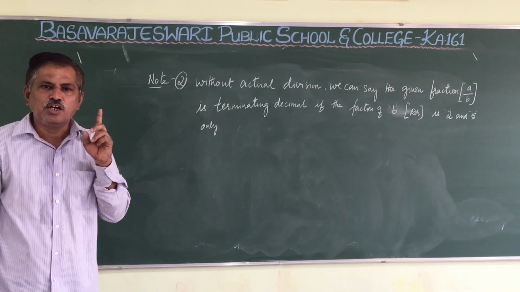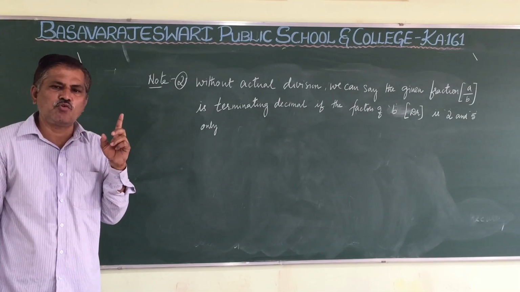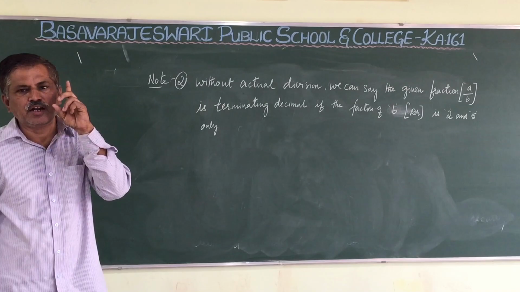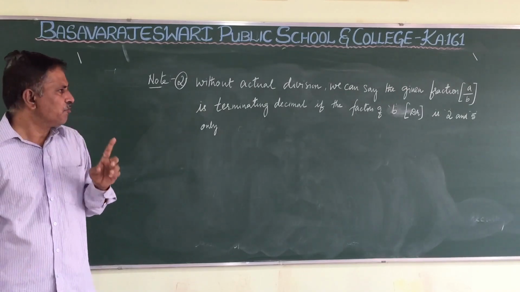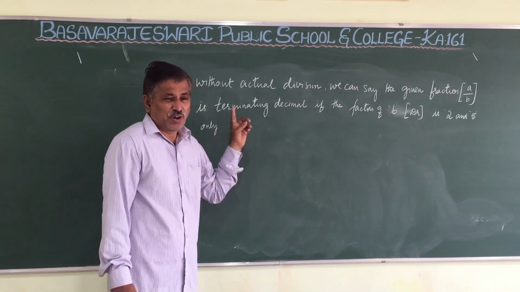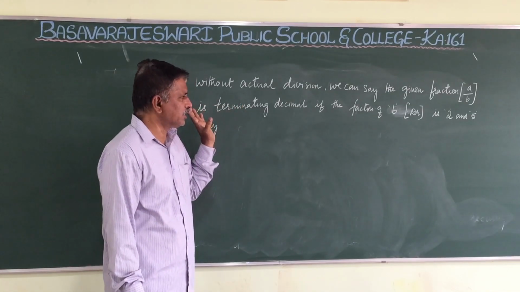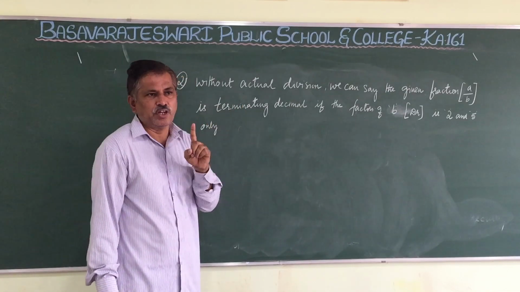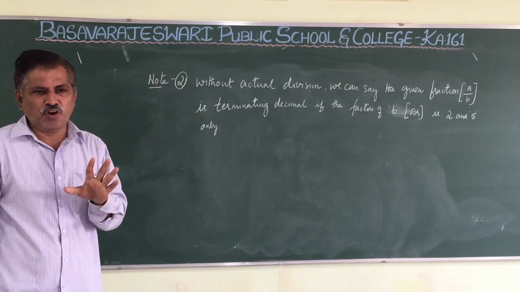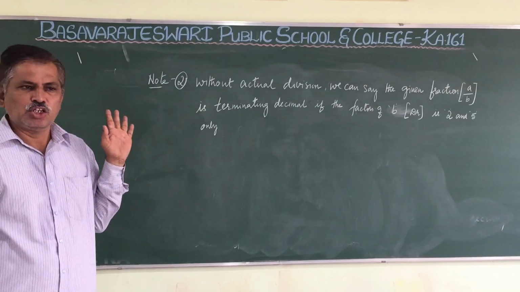Suppose along with 2 and 5, if you get 3, then it is a non-terminating decimal. Very clear. Remember, if we want to say the given fraction is a terminating decimal, the factors of the denominator should be 2 and 5. No other factors should be there.